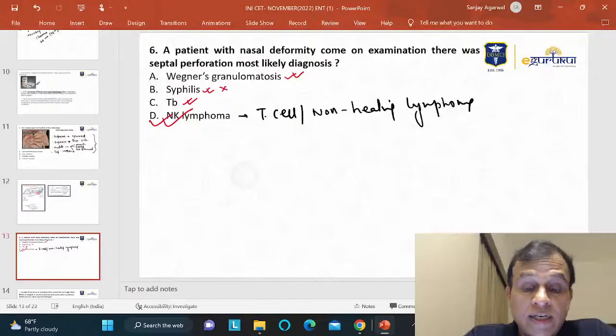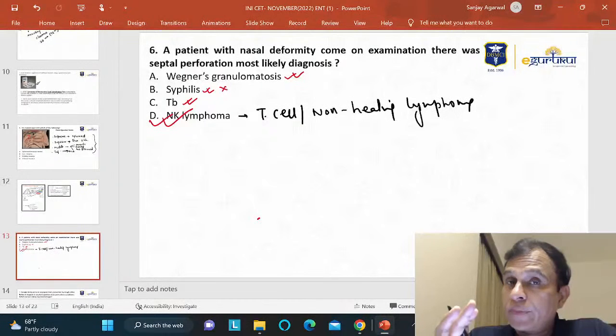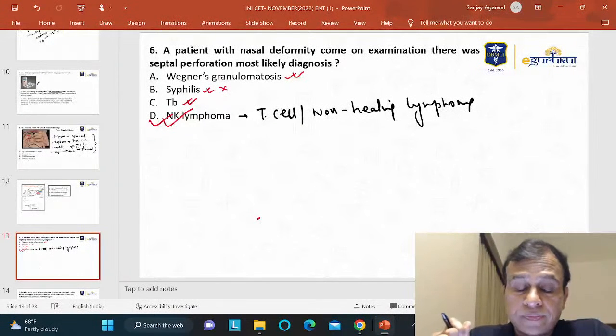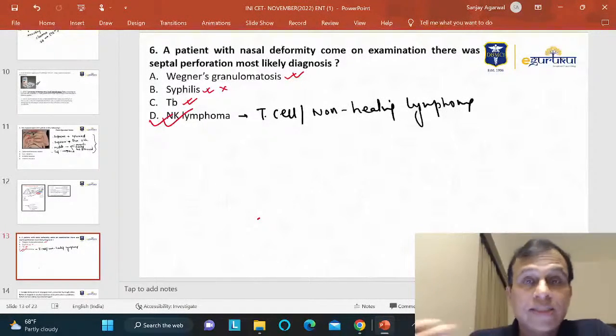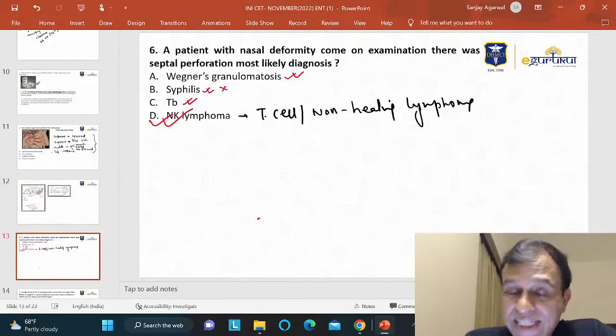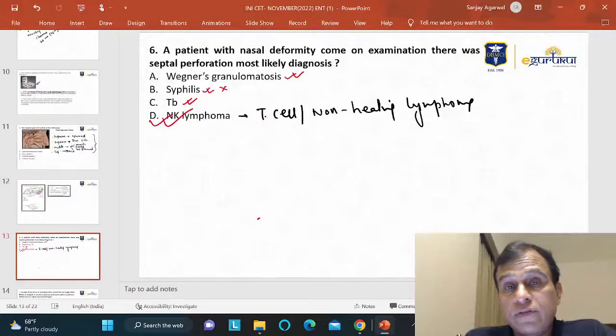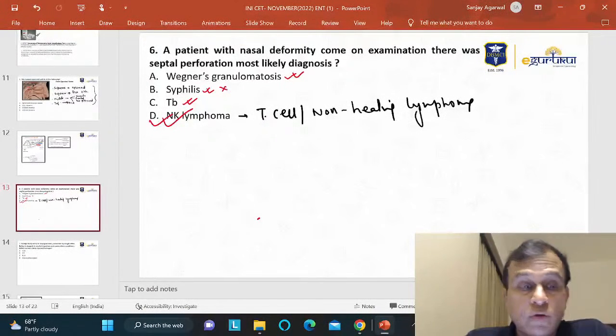But natural killer cell lymphoma or T-cell lymphoma, the last one, will almost always cause septal perforation and deformity. One of the other names for this disease is midline non-healing lymphoma. Midline, so it damages the midline of the nose, the middle of the nose, which is the septum and the nasal bridge. So out of this lot, D is the best answer. But like I said, all four are possible causes of deformity and nasal septal perforation, but the best answer is the last one. Right? Again, most of the diseases of the nose have been discussed in our app.